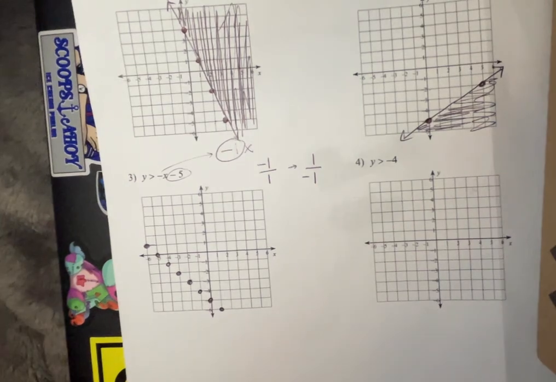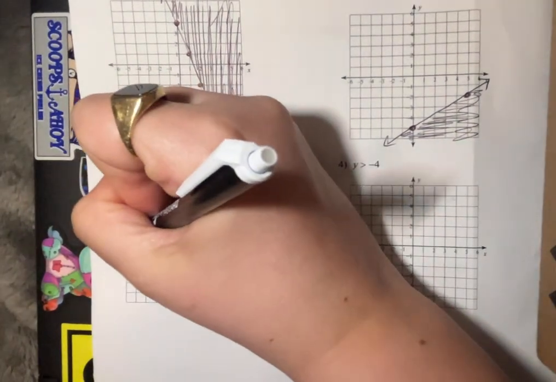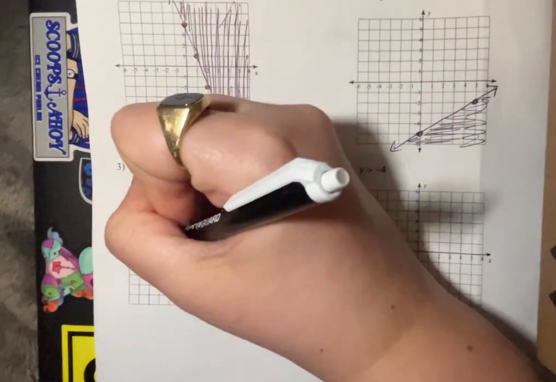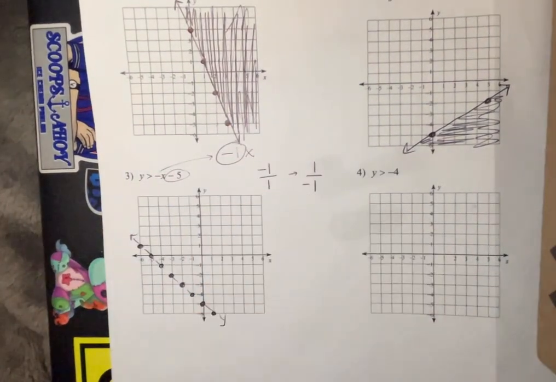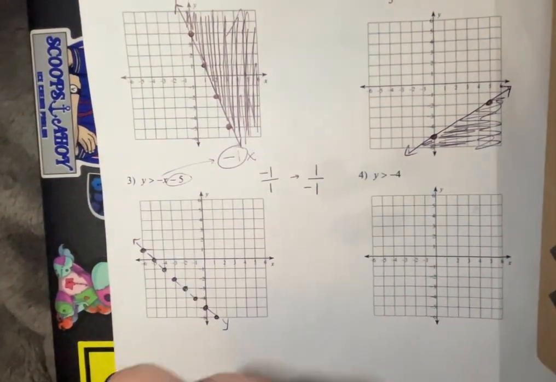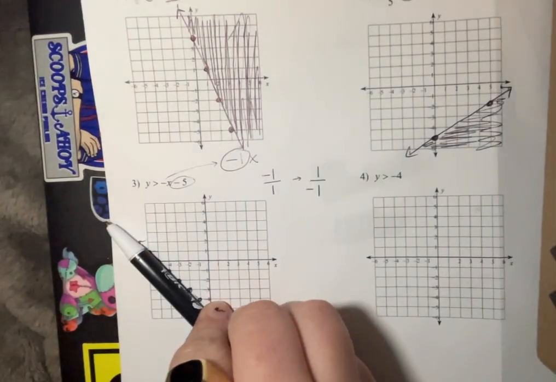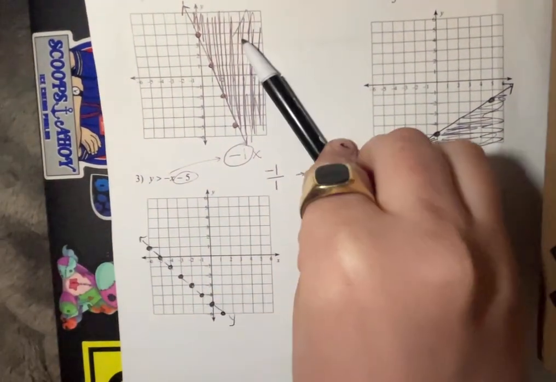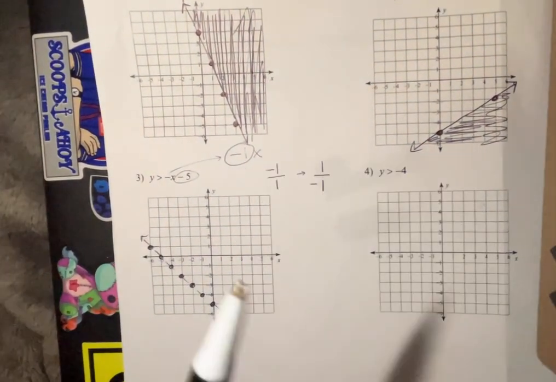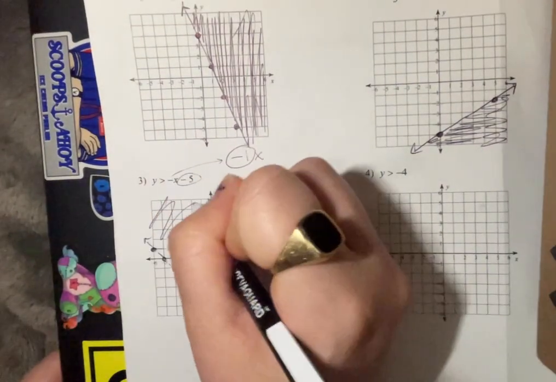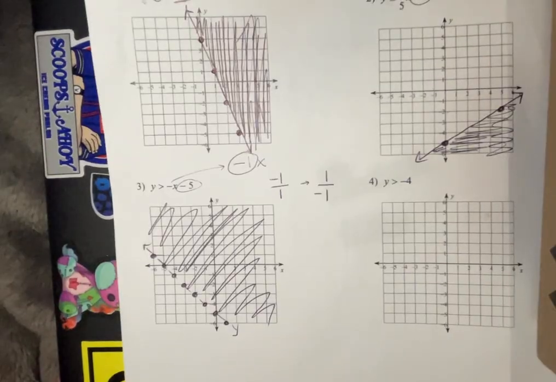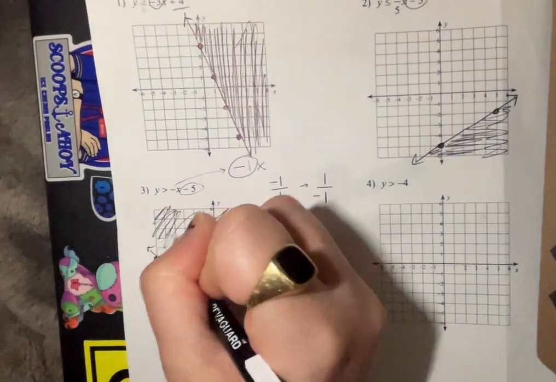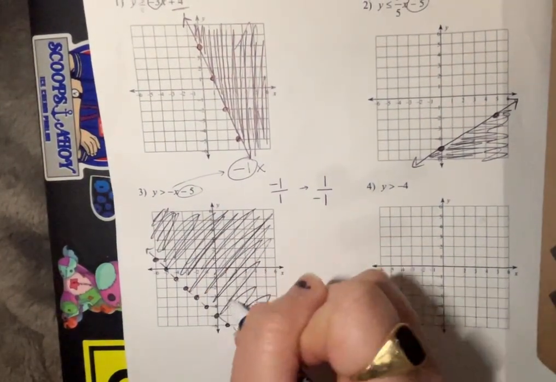This is going to be dotted. Remember, your line is not included in our answers. And we are shading above because it's a greater than symbol. We start with our line. We want to make that above motion going upwards. That's going to be greater than. So we want to shade right there. It doesn't have to be perfect with your shading. I just need to know that you know where to shade.